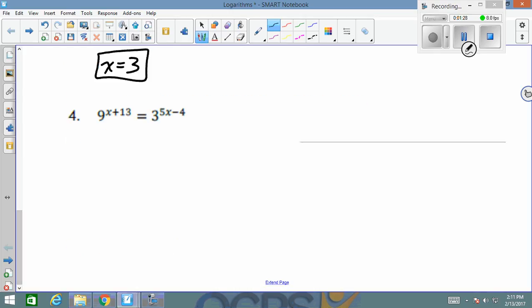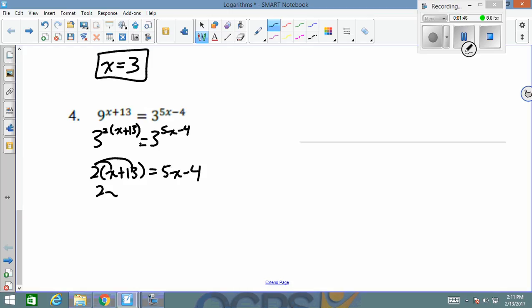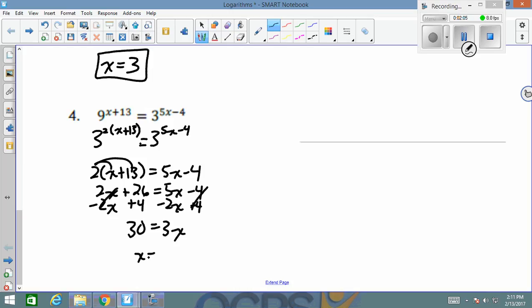Okay, and the last one. This base is going to stay with 3, you can't change that to anything, but I can make the 9 a 3 squared. Now that the bases are the same, I'm going to take the two exponents and set them equal to each other. Distribute. And we're going to subtract the 2x, subtract the 2x, add the 4, add the 4. 30 is equal to 3x, so x will equal 10.